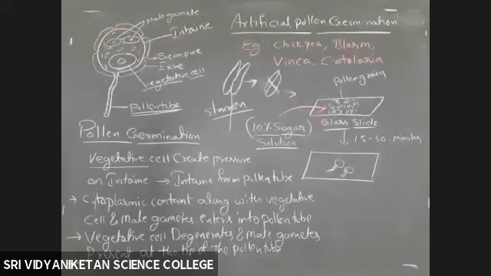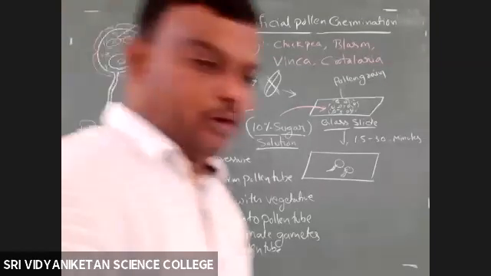Finally, the pollen tube enters the ovule at the micropyle region, and near the micropyle, the egg cell is there. It fertilizes with that, and the process of fertilization takes place. After this we have one more important topic, and after that we'll discuss how fertilization takes place. Do you understand this one? Can I move to the next topic?